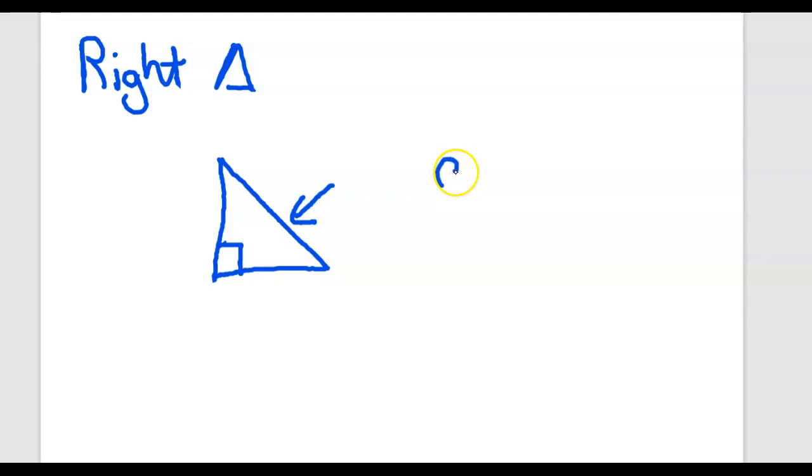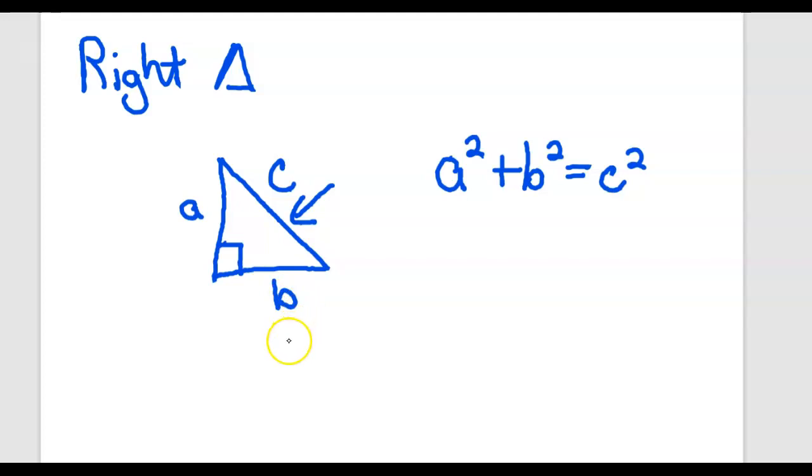One of the formulas that we have for right triangles is called the Pythagorean theorem, which is a squared plus b squared equals c squared, where c is always your longest side. It's always your hypotenuse. A and b can be put in either position.